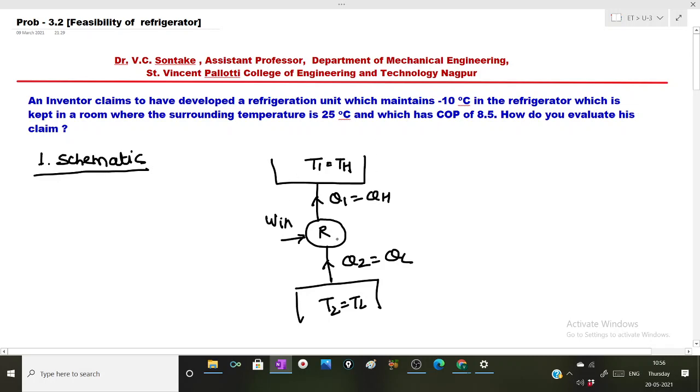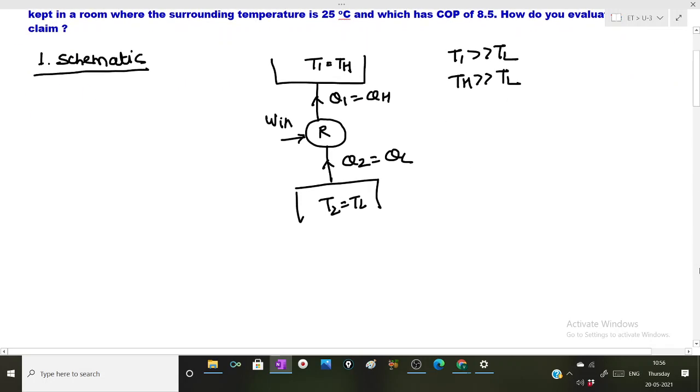So this is the refrigerator which is rejecting heat Q2 is equal to QL from the sink at temperature T2 and consuming work input and supplying heat Q1 is equal to QH to the source at temperature T1 is equal to TH. Here obviously T1 is greater than T2. Okay.